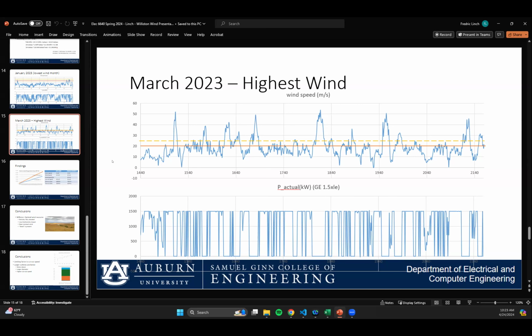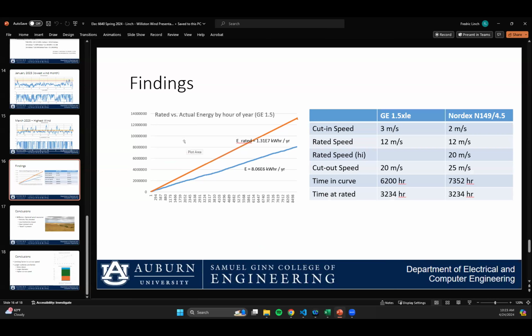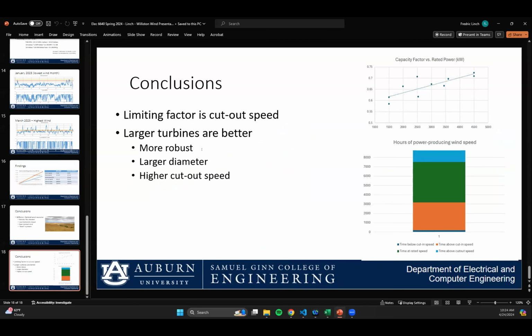Yeah, go to the next one, slide number 16. So the time in curve, where's the time above cutout? You have slide number 18, two slides down below. Yep. So you've got a significant number of hours producing wind speed there, the blue band there. So what is that, approximately 1,000 or 2,000 hours, right?